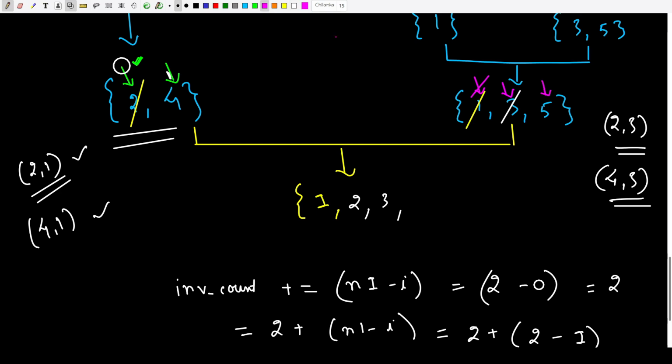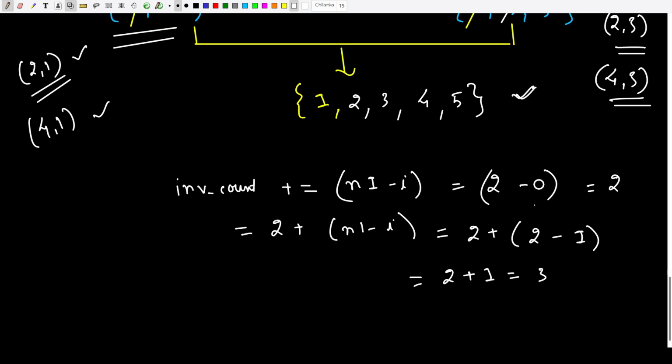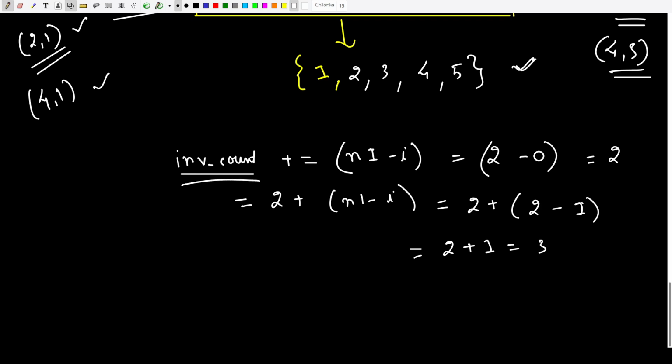Now 4, 5 is already in sorted order, because of which 4 will come at this position and 5 will come in this position. And in this way, while performing the merge sort operation, we have also counted the inversion count, which turns out to be 3 for this case, and this is what we are going to return. So that's the discussion of the solution, folks.